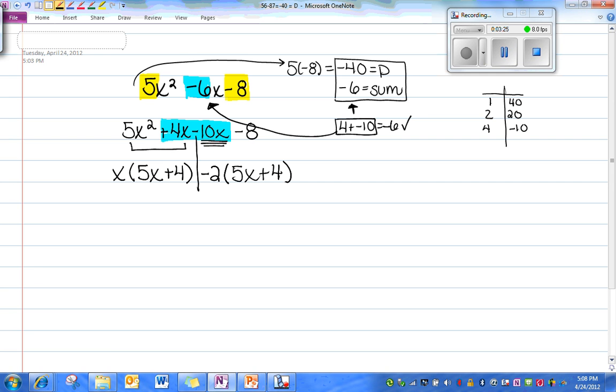I know I did this correctly because now notice how both pieces have the 5x plus 4 in common. So essentially I can factor out the 5x plus 4, and what's left is the x minus 2, and that goes in another set of parentheses. You have now successfully factored a trinomial with a leading coefficient greater than 1.